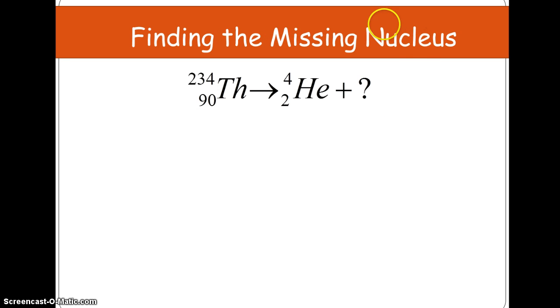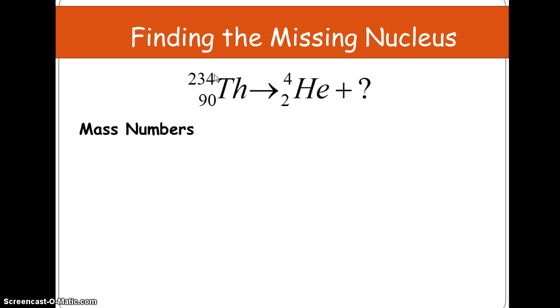So when we want to find the missing nucleus, the missing chemical symbol here, we're going to follow our two rules. We know that the atomic numbers are the same on both sides, and the mass numbers are the same on both sides as well. So let's take a look at how this works out.